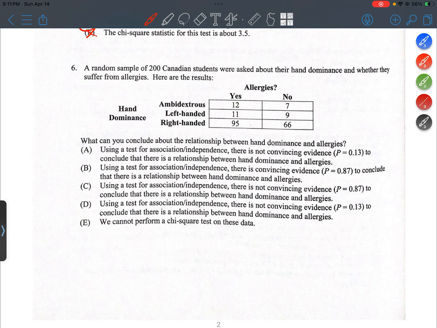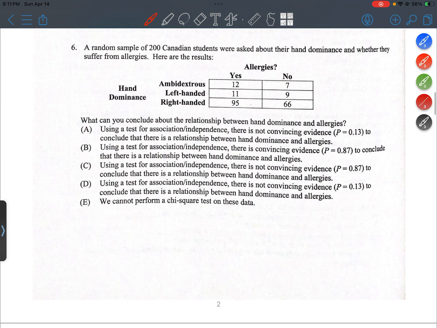Question 6. A random sample of 200 Canadian students were asked about their hand dominance and whether they suffer from allergies. Here are the results. All right, so allergies is just yes, no, right? Two levels of that variable. Hand dominance is ambidextrous, left or right, so we have three levels for that variable. What can you conclude about the relationship between hand dominance and allergies?